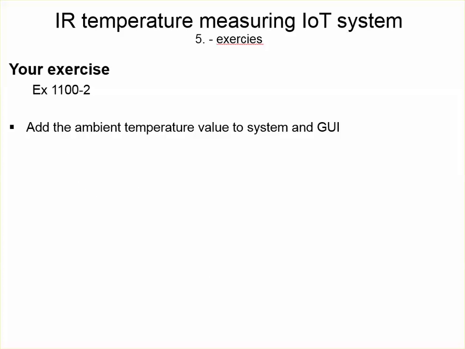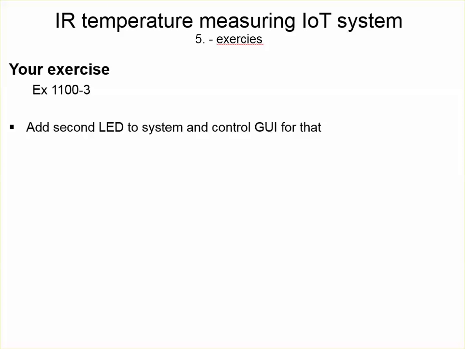And when you have a working system, your second exercise is to add the ambient temperature value to the system and the user interface. The sensor will send this ambient temperature and the target temperature, so that ambient temperature is already ready in the sensor. If you look at the sensor's datasheet, you will find out that the ambient temperature is also available. Your duty is to send that value to the user interface.